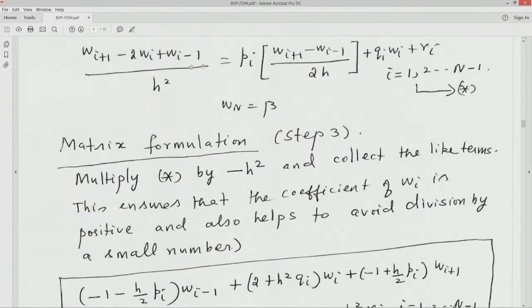Now, I move to the coefficient of wi. I have multiplied by minus h square. So, this coefficient will be plus 2, that appears here, and I have a wi here.